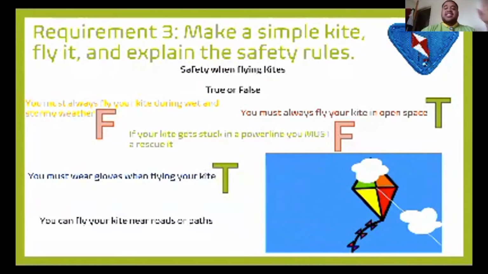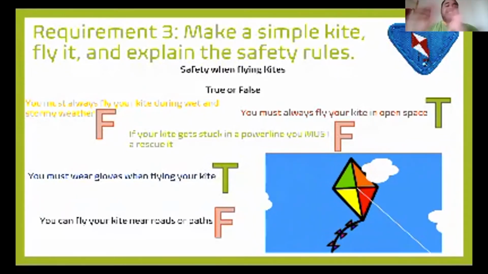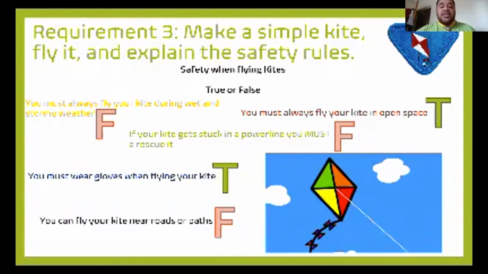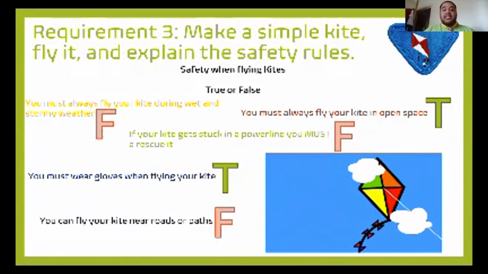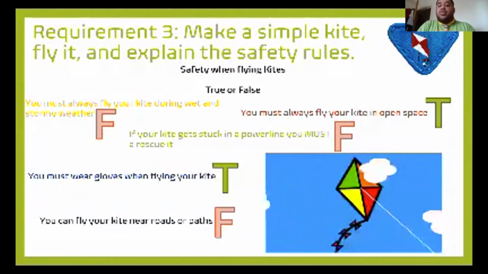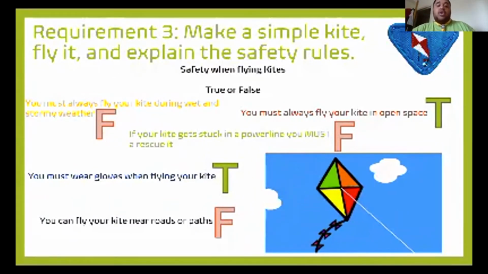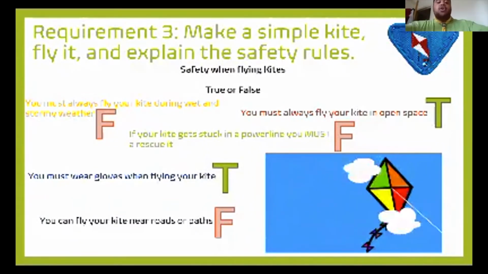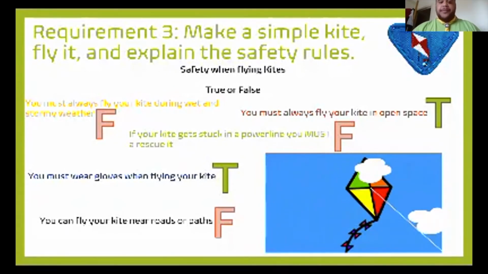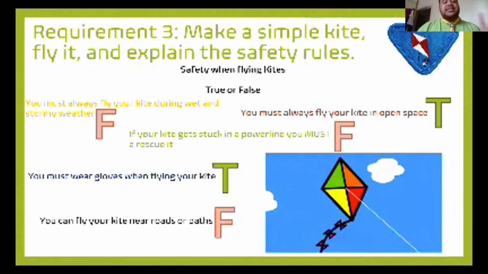The answer is false. Don't fly your kites near roads or paths, because you're going to distract the drivers and that can cause some accidents, or your kite might swing down and hit some people walking on paths. So make sure you're flying in open spaces away from footpaths or roads to keep you and others safe. Okay, guys? So knowing that, we're going to learn how to make a simple kite.